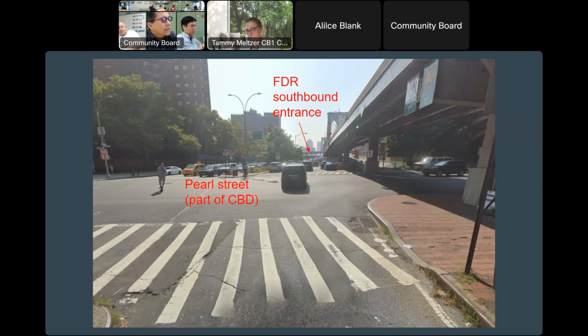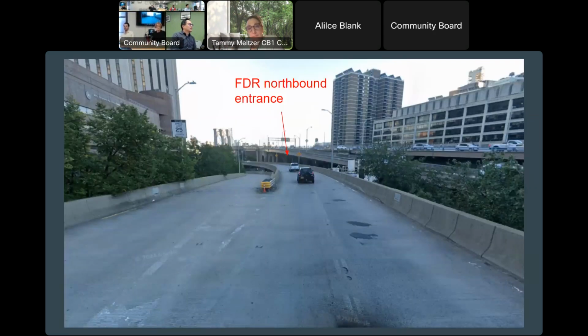So I don't understand. You're saying that it shouldn't be a free pass to go to the FDR northbound? Well, nothing's decided yet. We're just discussing this. But people have raised concerns about the fact that if you're going northbound, you won't be charged, but if you're going southbound, you will.